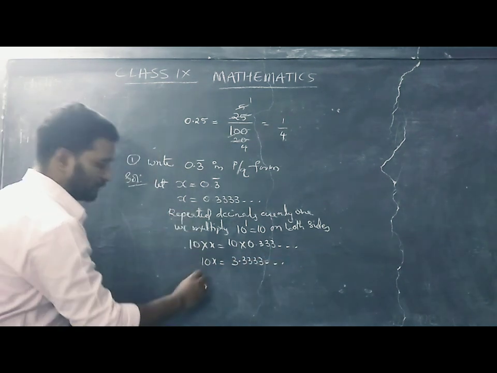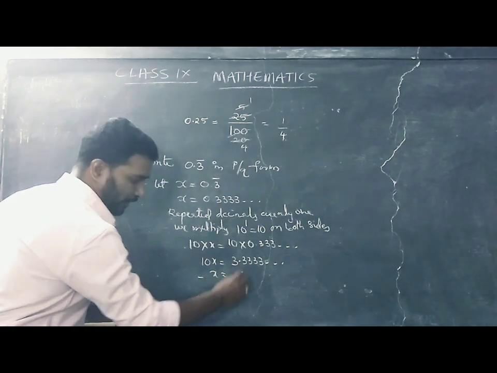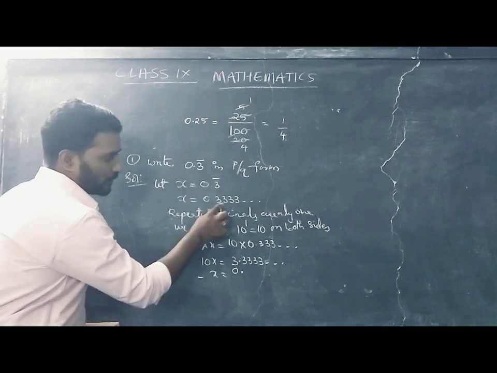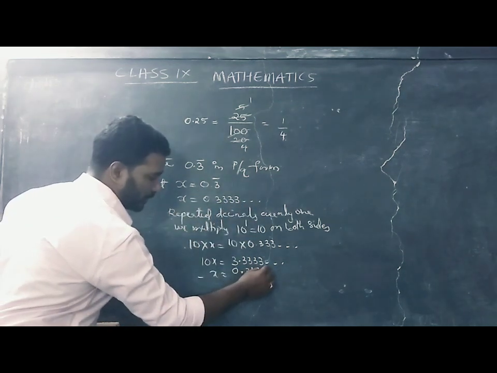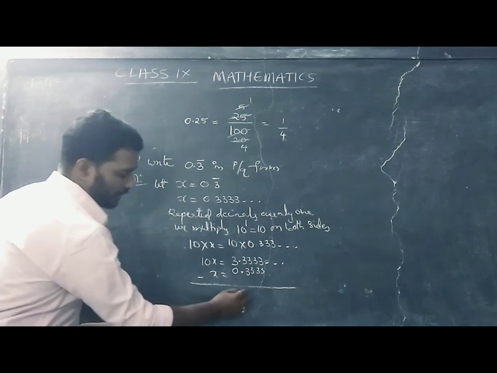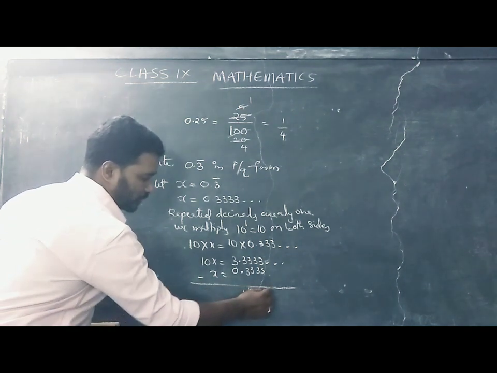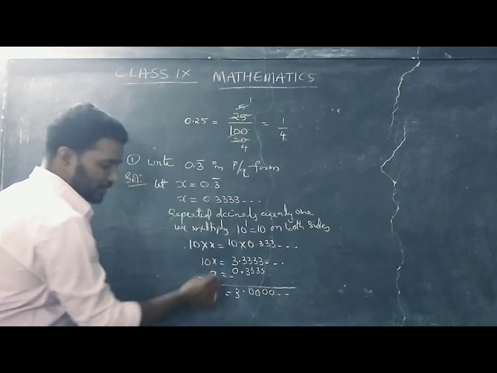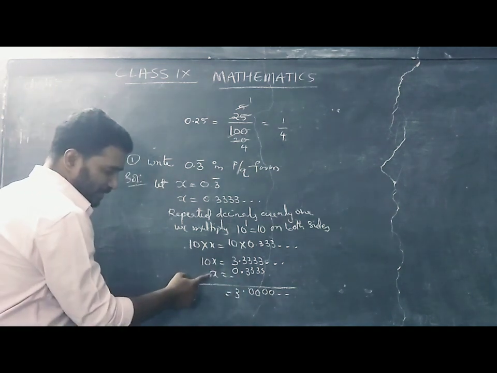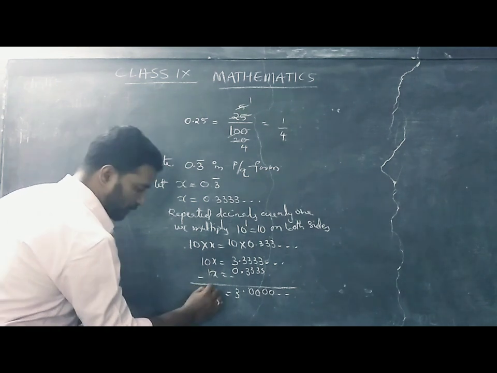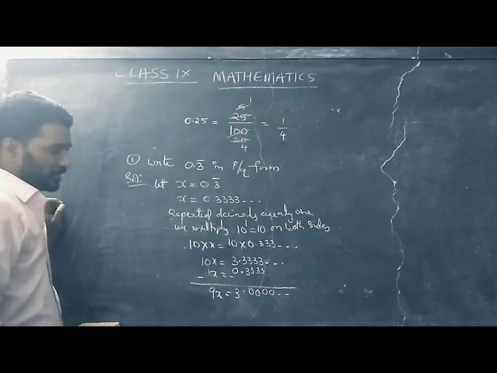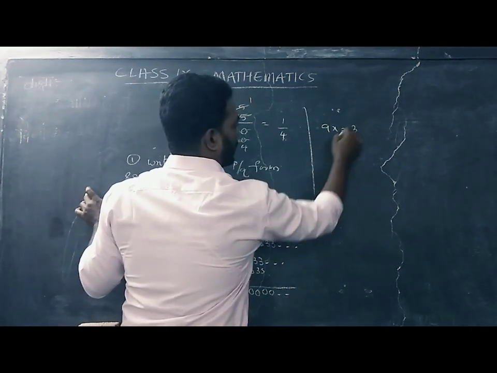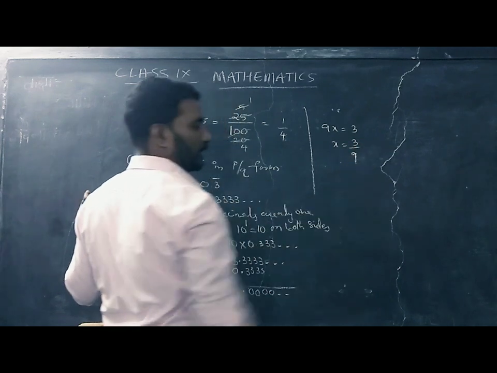We have to subtract the x value, so minus x, and wherever the decimal point is, we should write 0.333. So by subtracting this, what will we get? All the decimal parts will be 0. 3 minus 0 is 3. 10x minus x, nothing but 1x, so 10 minus 1 will be 9x. So 9x is equal to 3. x is equal to 3 by 9.